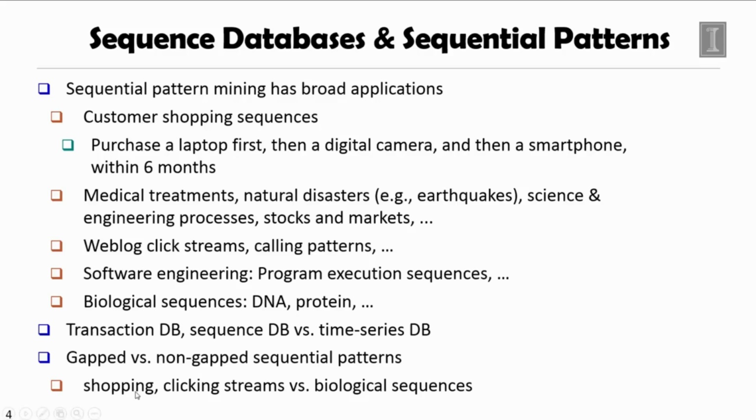For example, for shopping transactions, probably you don't care customer in the middle buying some other things, so it's not important to study the gaps. Clickstream, sometimes you may say, some clickstream you may care about gaps, some you probably do not care about gaps that much. For biological sequences, in many cases you do care gaps. So the protein sequence or DNA sequences, if you insert many things in the middle of the two DNA sets, sometimes you may completely change the function.